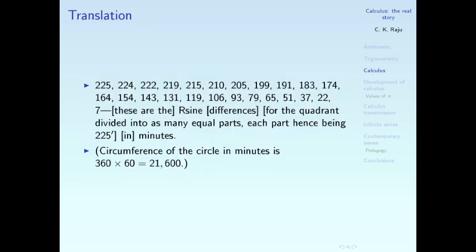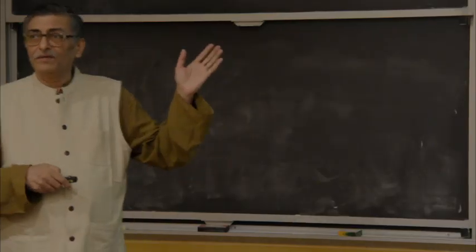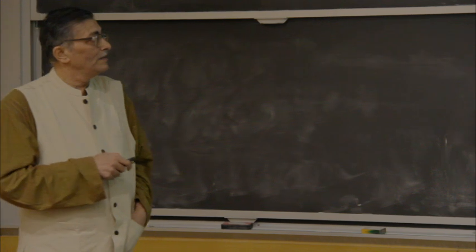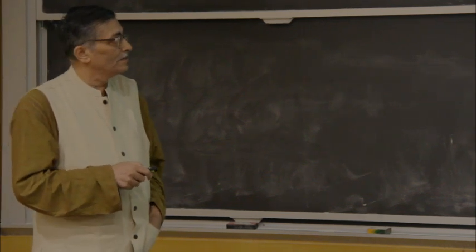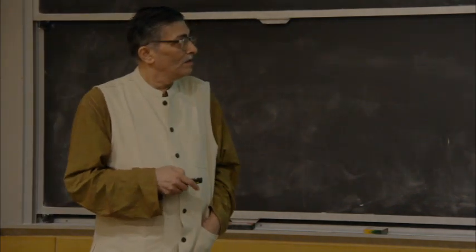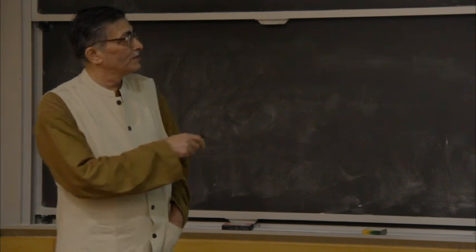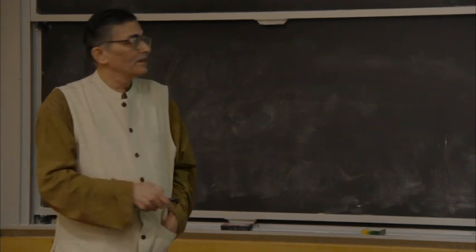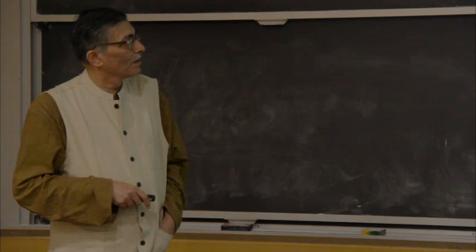And what you have is the circumference of the circle in minutes. So not in 360 degrees, but you have a higher order of accuracy, 2 minutes, which is what Aryabhata is using. And he's giving, I'm just calling it R sine, differences. The rest of it, he just states that, and that's the sine difference in minutes.